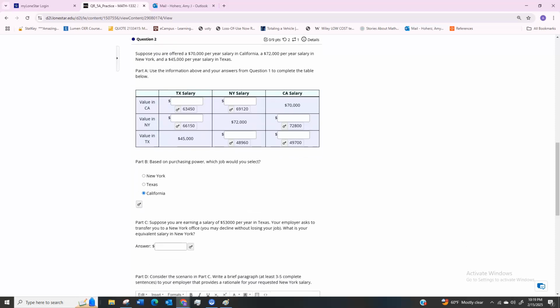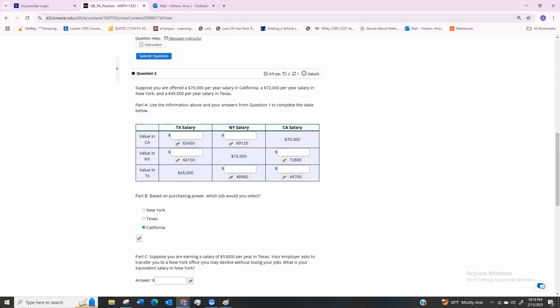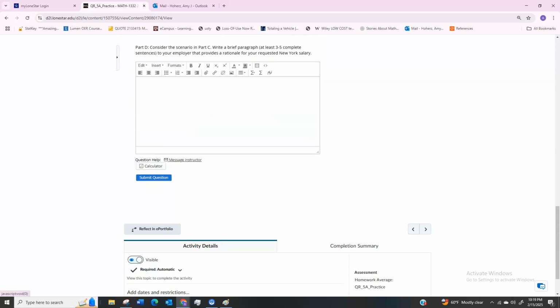And then it says, suppose you're earning a salary of $53,000 per year in Texas. Your employer asks you to transfer to the New York office. What's your equivalent salary in New York? So you're going to do the same thing that you did. It's just that instead of taking this $45,000 and switching it to New York, you're going to start with $53,000. But it's the same process that we did before. So I'm going to leave it at that.